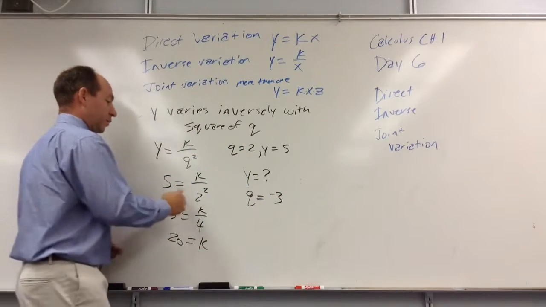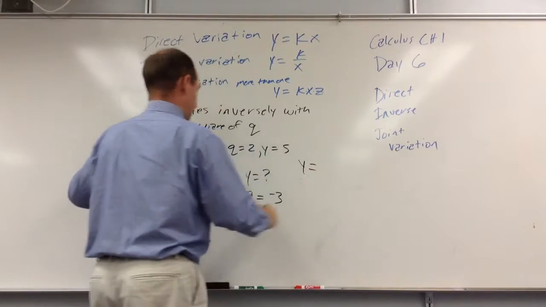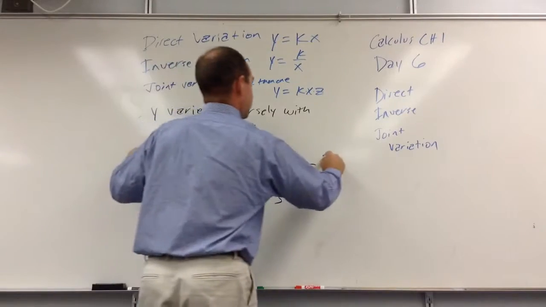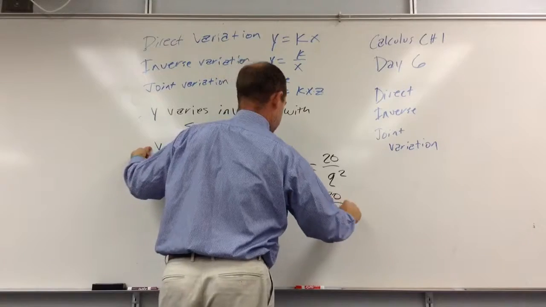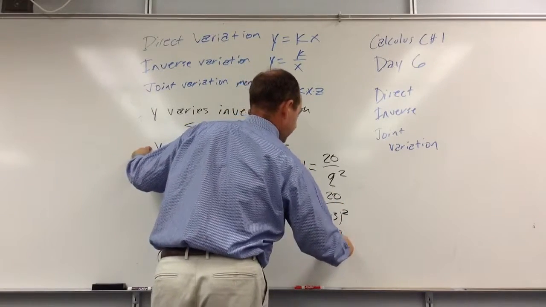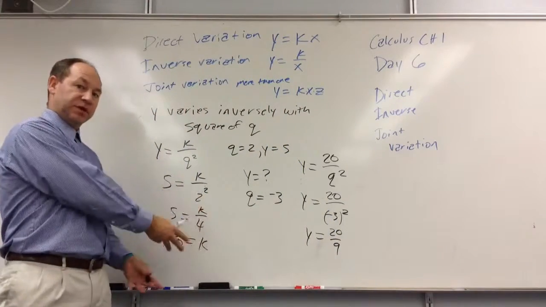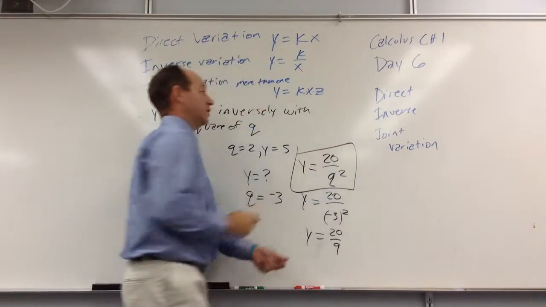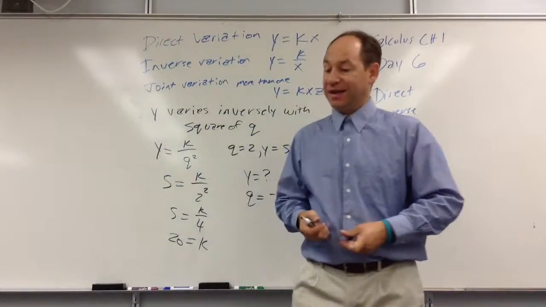Well, we have a formula for it now. Because I know this variation, and because they gave me a point, I know that my k value is 20, so I know y equals 20 over q squared. Plug it in, y equals 20 over negative 3 squared, so y equals 20 ninths. Okay? It is that simple and straightforward. If they give you a point, you can go back and find the equation, because you can find your k value, your constant, and then you can plug it in to find the others.